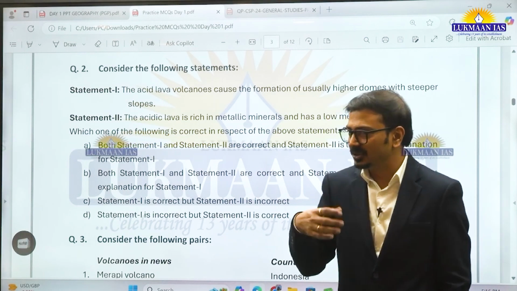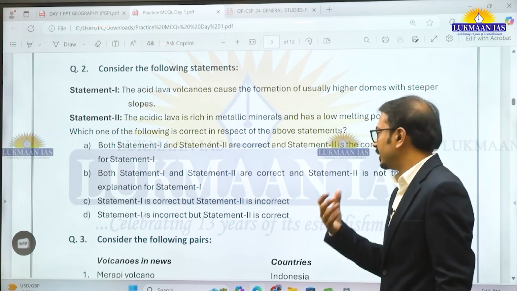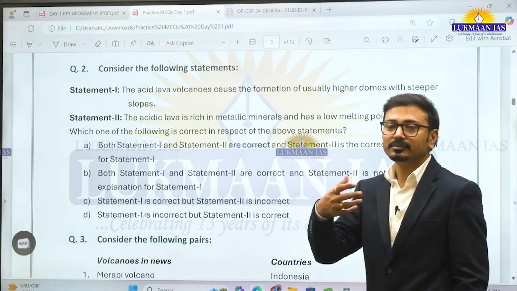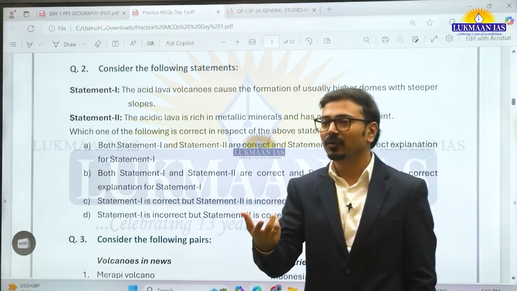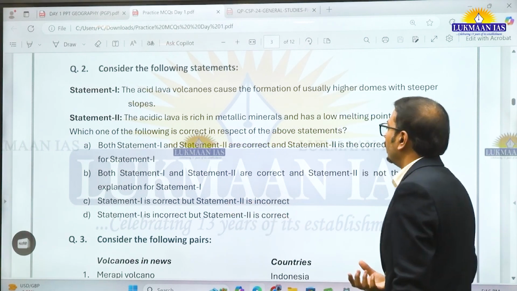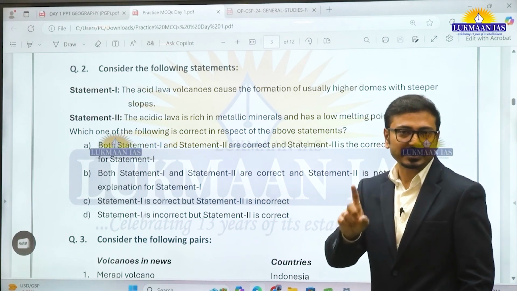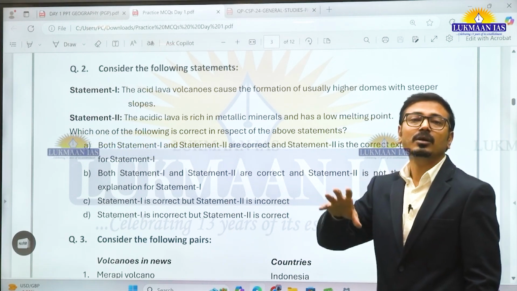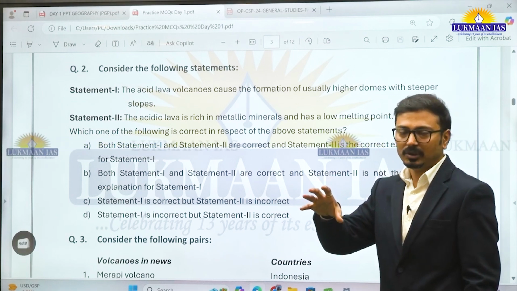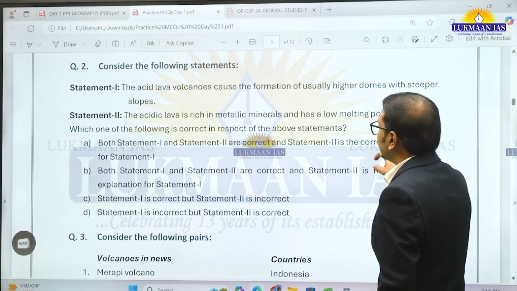And explosive volcanoes, which are not cinder cones, what do we call them? Strato volcanoes, Vesuvius volcanoes, strato volcanoes and composite volcanoes. Basic lava is erupted through shield volcanoes or flood basalt provinces, mid oceanic ridge region. So C is the correct answer here.